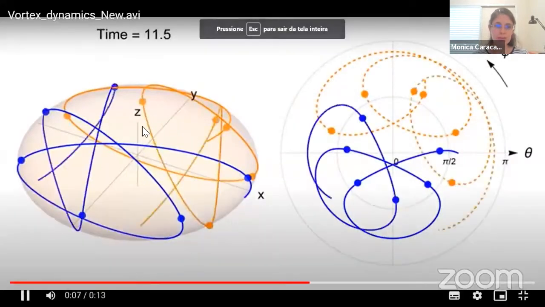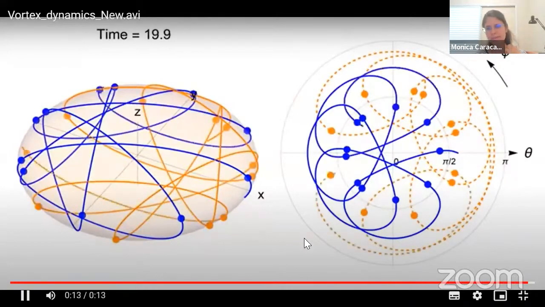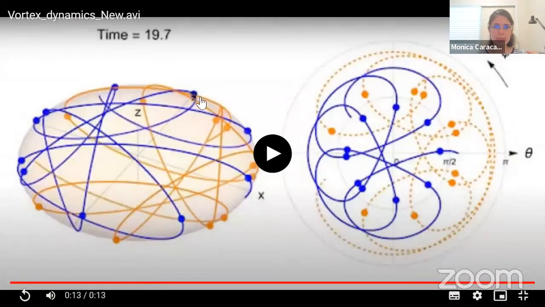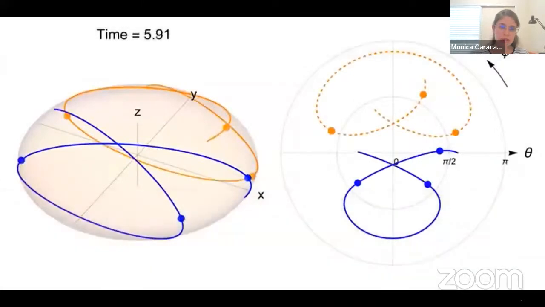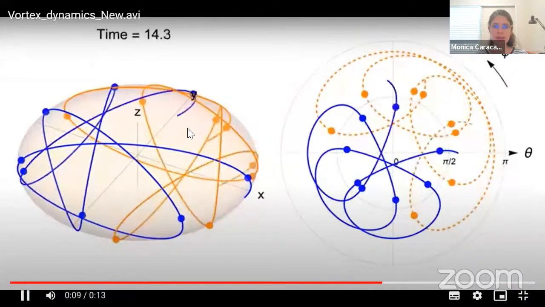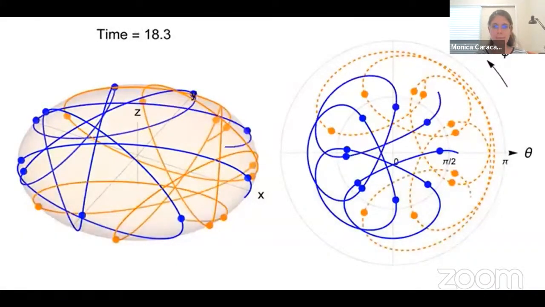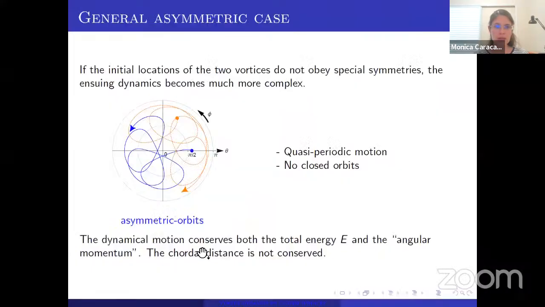Here is the surface of the ellipsoid, the plate here. Here is the projection. And this dot here is the position where the vortices get close to each other. For the distance, the smallest possible value, I mark with the dot. Okay. Then in this case, quasi-periodic motion, no closed orbits, and the chordal distance is not constant anymore, despite you still have the energy and angular momentum.